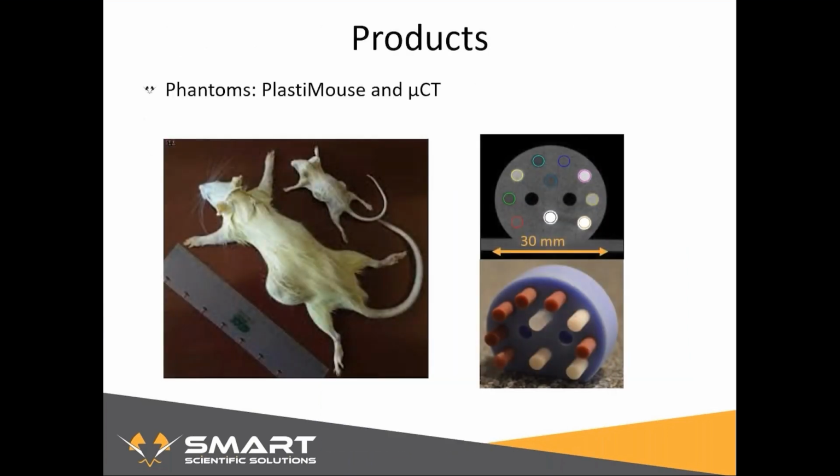Some of our products you might know. So we create phantoms. On the left, you can see the plastic creatures with a rat and a mouse phantom. And on the right, you can see the micro CT phantom that is used as a QA and calibration phantom for image-guided irradiators.